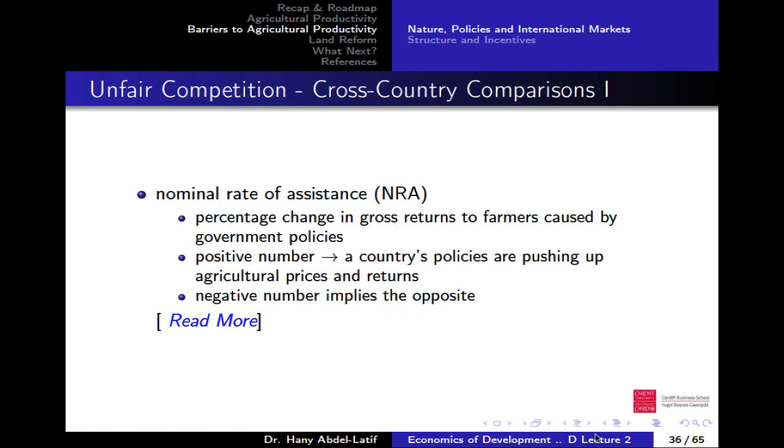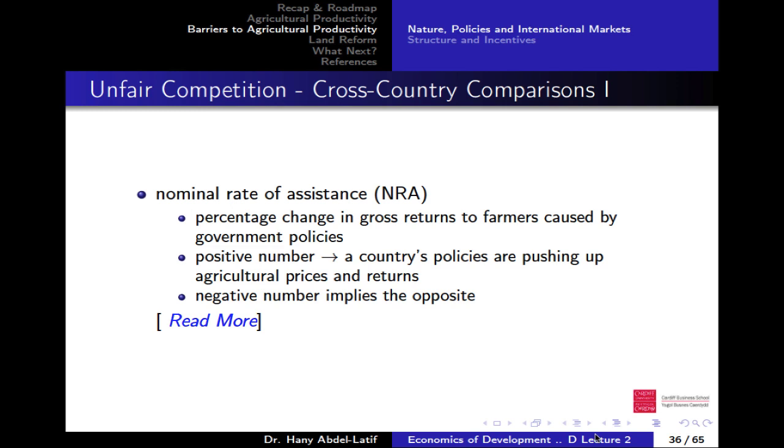So what this guy tried to do, again, if you want to read it, it's optional. You just click there and read more. If you don't want to read it, just see the main message of that article, what they're trying to show. So he calculated something called nominal rate of assistance. So he tried to say the percentage change in gross returns to farmers caused by government policies. So he's trying to see how much support farmers receive from the government. If you have a positive number, that means a country's policies are pushing agriculture prices and returns up. If negative numbers, it implies the opposite.